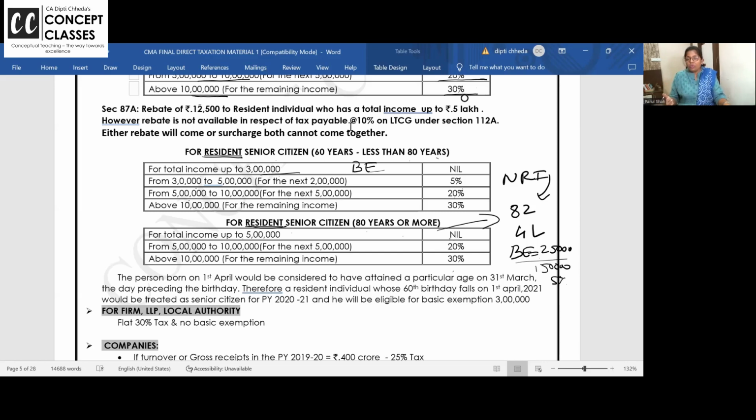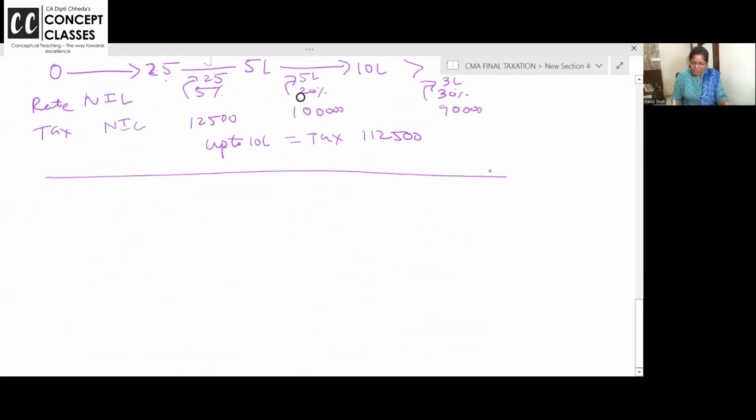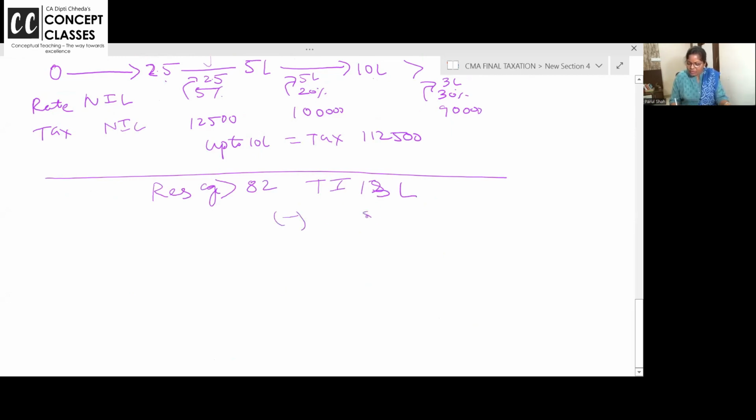You want to go to notebook and work out the same problem in a different way, or if it is clear, then we will go. See, this was the same 13 lakhs income. Now, suppose the age of the resident senior citizen is 82 years and above, and the total income is 13 lakhs. So how will we do?